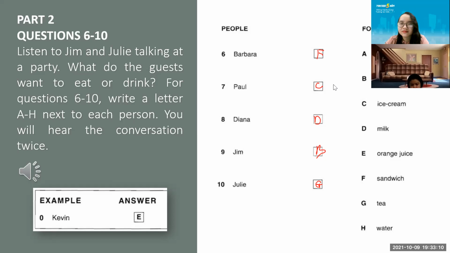What does Diana want? She isn't hungry. She just wants a glass of milk. What about the other guests? Do they want anything? I don't think so. Oh, what about you, Jim? What do you want? I'll just get a bottle of Coke from the fridge. Do you want some, Julie? No, thanks. After all this work, I need a cup of tea.